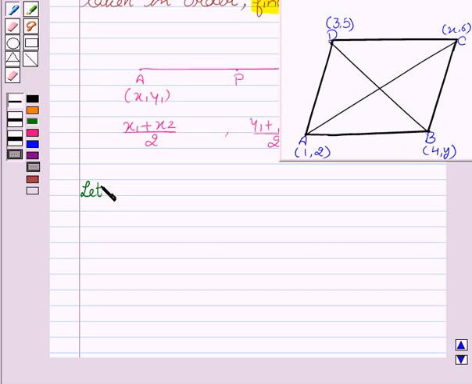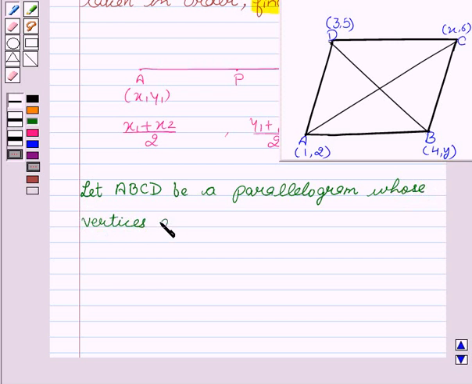Let ABCD be a parallelogram whose vertices are A with coordinates (1, 2), B with coordinates (4, y), C with coordinates (x, 6), and D with coordinates (3, 5).